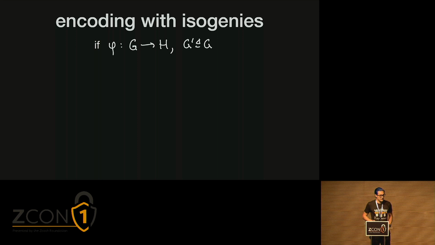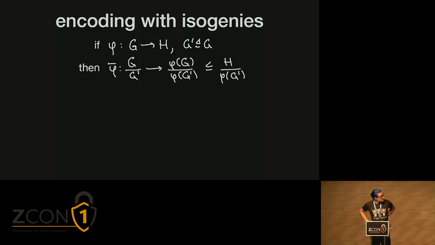So if we have some group homomorphism, phi from G to H, and we have G prime, which is a normal subgroup of G, and there's a third condition that I forgot to put on the slides, but the slides are immutable, so it's missing, which is that the kernel of phi has to be contained in G prime, then we get this induced map on the quotient groups. So we can get a map that goes from G mod G prime to phi of G mod phi of G prime, and that's going to sit inside of H mod phi of G prime.